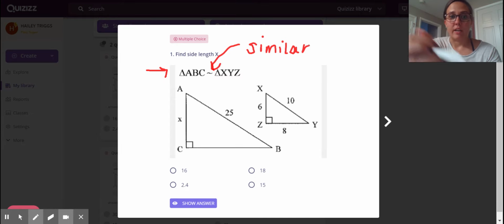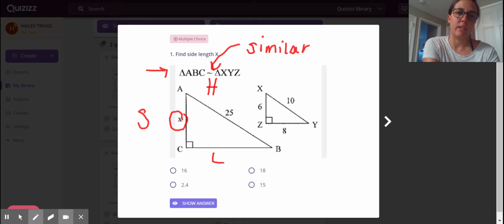Find the length of side X. So side X is here. These are both right triangles, so I get to label them with hypotenuse, short leg, and long leg. So this is our hypotenuse, short leg, long leg. Hypotenuse, short leg, long leg. Just helps me stay organized.